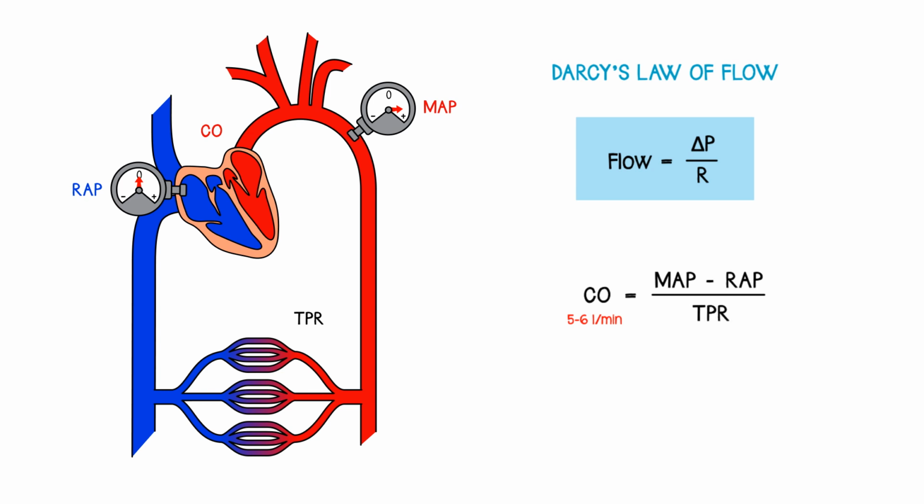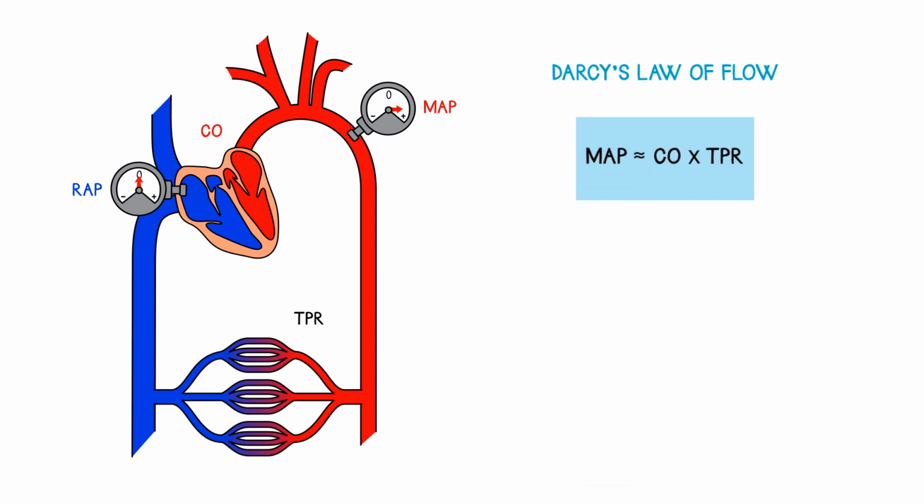Now, as we've said, mean arterial pressure is around 95 millimeters of mercury. But right atrial pressure is around 0. And furthermore, right atrial pressure doesn't fluctuate very much. So what we can do is we can actually remove right atrial pressure from the equation and we can rewrite it. And what we get is mean arterial pressure is approximately equal to cardiac output times total peripheral resistance. It's only approximately equal because, of course, I've ignored right atrial pressure here.